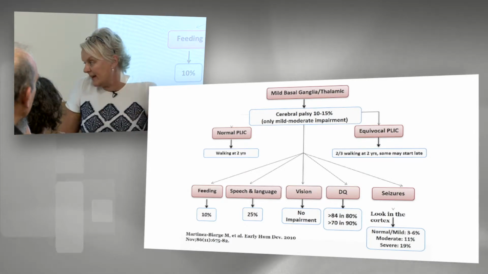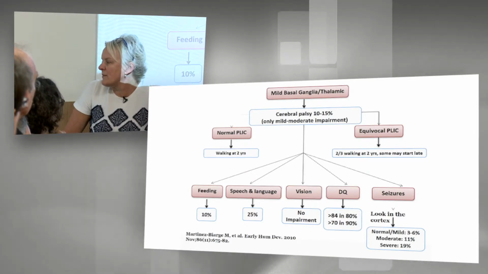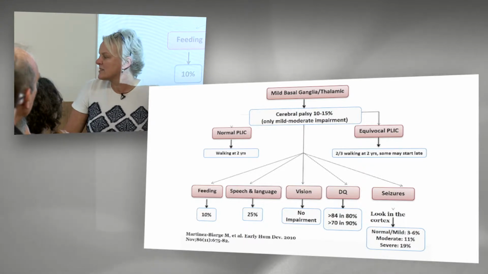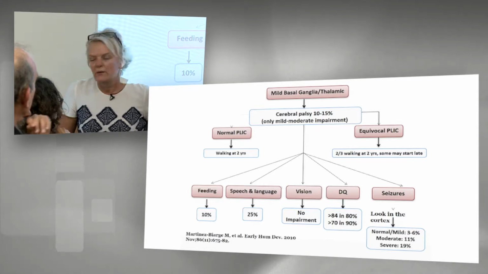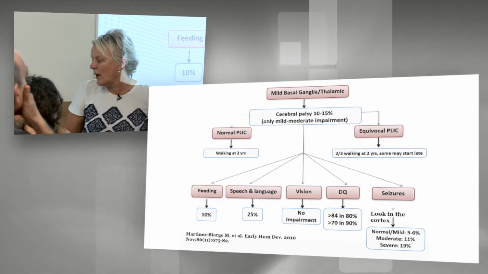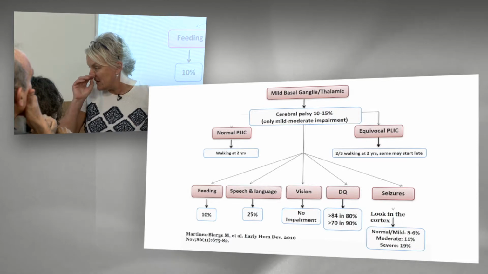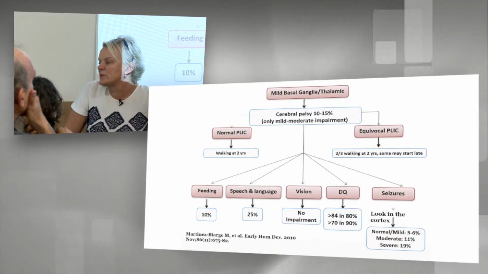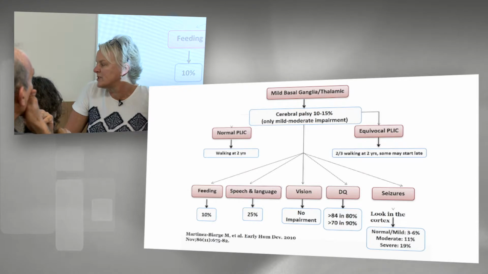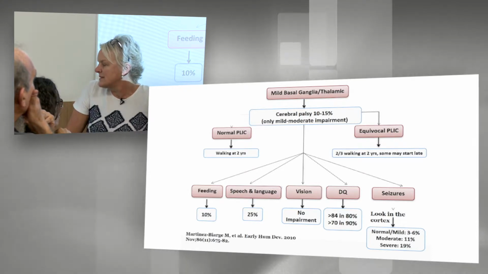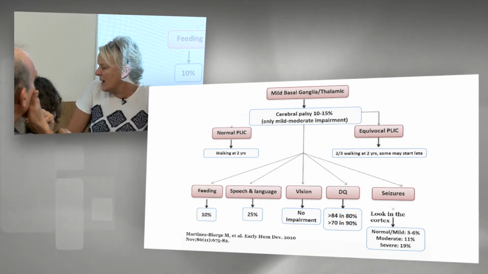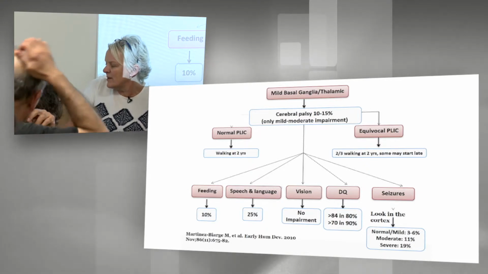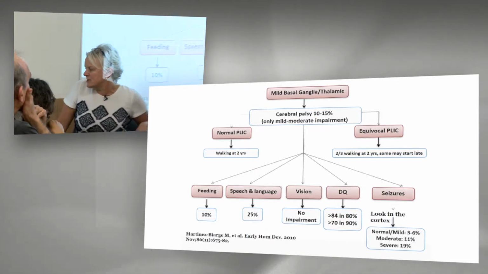The injury in the basal ganglia, which is still common, if it is mild, like just that single spot that you saw, there is still a 10 to 15% chance of cerebral palsy, although it is usually only mild to moderate and not severe. If the posterior limb of the internal capsule is normal, the child will be walking by 2 years. But if it's equivocal, some will be starting very late, and so it's important to evaluate that. And then these children with mild injury don't escape a risk in all the other areas, but their risk is less than if the injury is more severe.